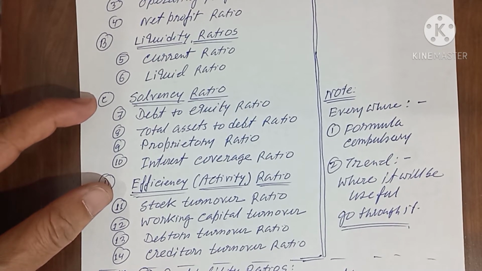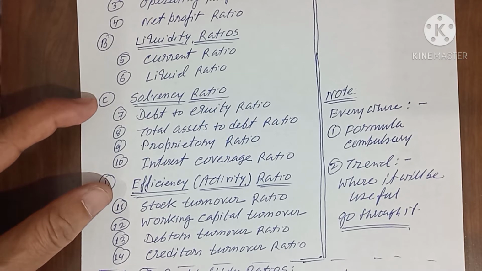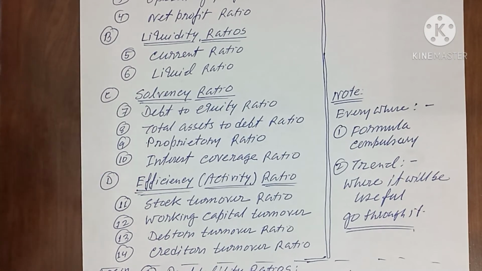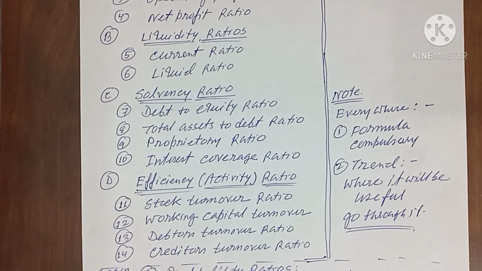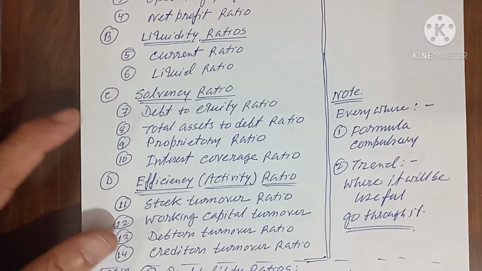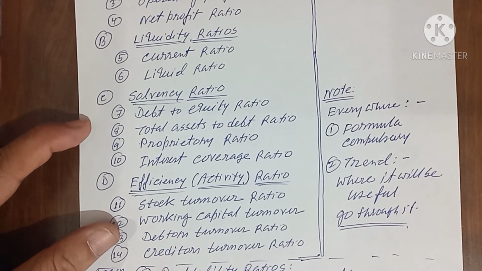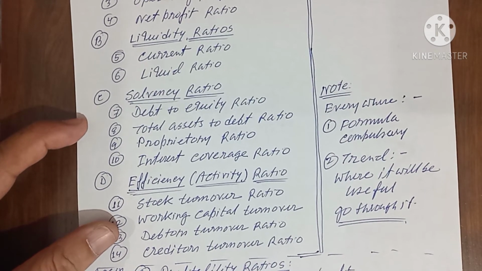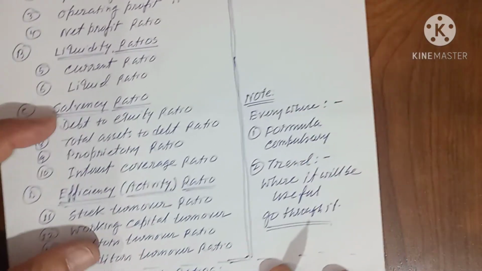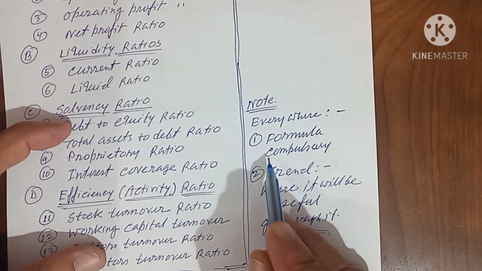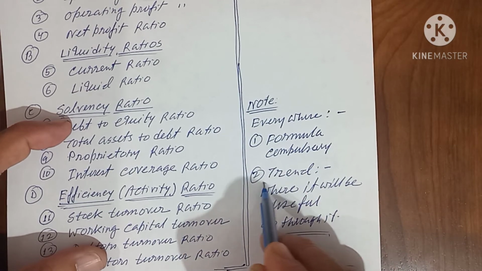Because whenever you do the practical questions, the first step is that you have to write the formula. Without writing the formula, 1 mark will be deducted, because you have 4 marks for the practicals. Out of these 4 marks, 1 mark is compulsory for writing the formula. So don't forget to write the formula whatever question comes. Now here one thing you have to keep in mind: the formula is compulsory, I wrote, and trend.